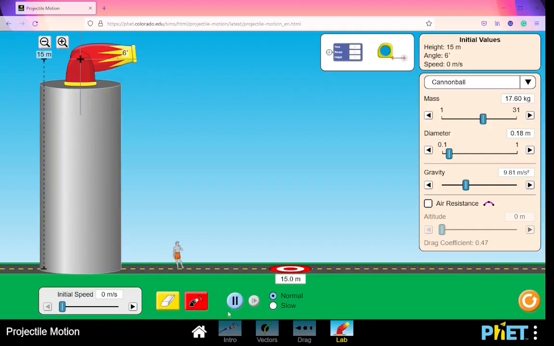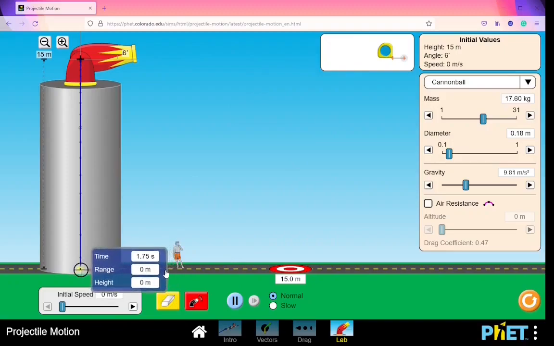So here we're going to drop our cannonball from this height, 15 meters, and then we can measure how long it takes to hit the ground with this multi-tool here. It's got time, range, and height. So it shows us now that the time is 1.75 seconds. That's the time between when we fired and when the ball hit the ground.